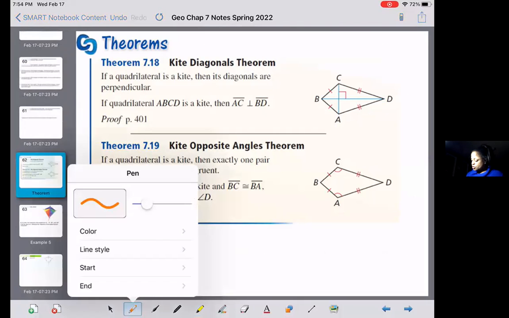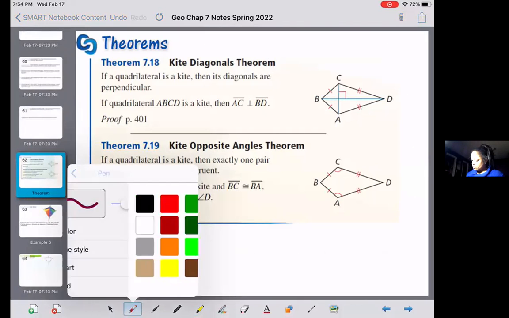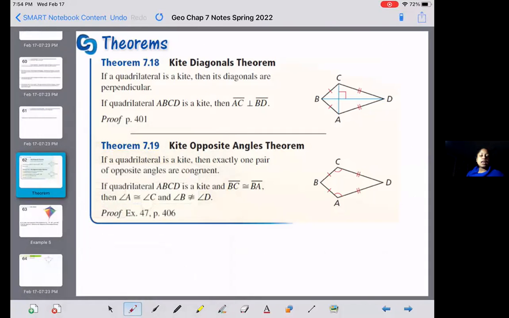Okay, so the next 2 theorems are all about kites. And hopefully you guys know what a kite is. I don't think people go fly kites anymore. When I was a little girl, that's what we used to do. We'd go fly a kite. It was actually a lot of fun. I'm not sure if you guys do that anymore.